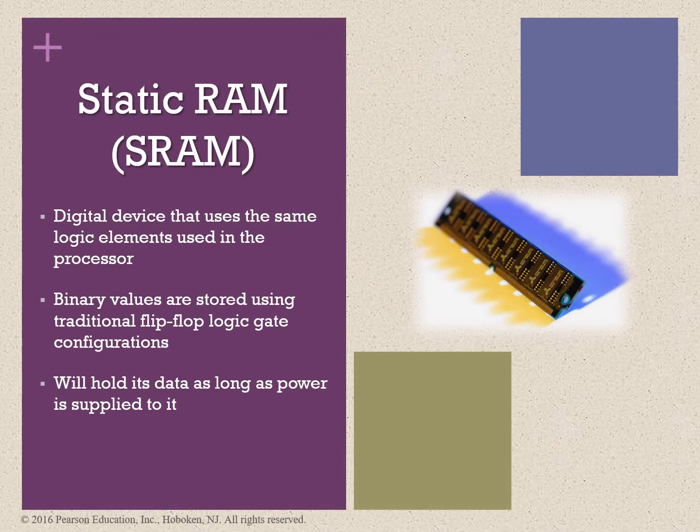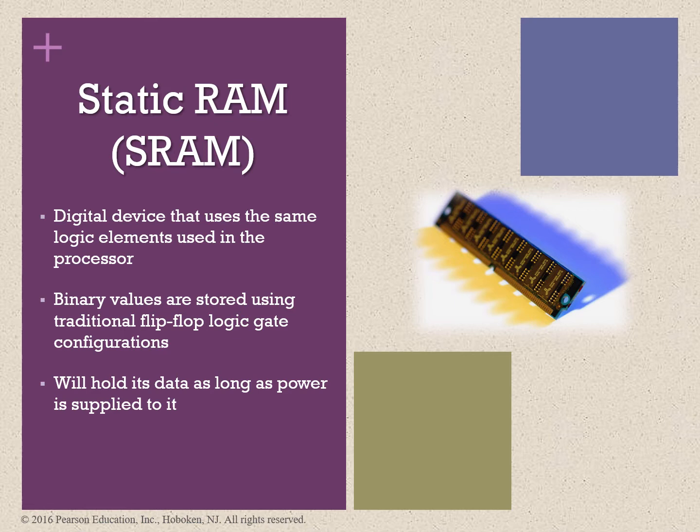Next, we move on to the static RAM, SRAM. Static RAM is a digital device that uses the same logic elements used in the processor. In SRAM, binary values are stored using traditional flip-flop logic gate configurations. Static RAM holds its data as long as power is supplied to it. So just keep it in mind: random access memory needs power to retain the data, no matter whether it is an SRAM or a DRAM.